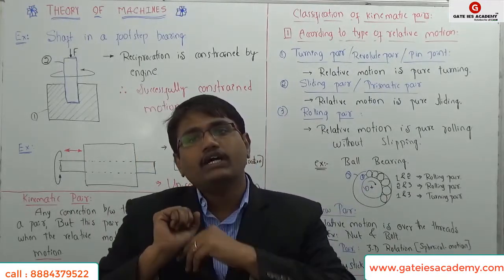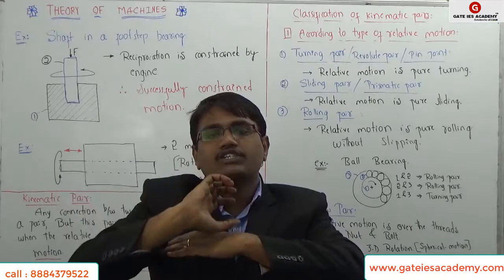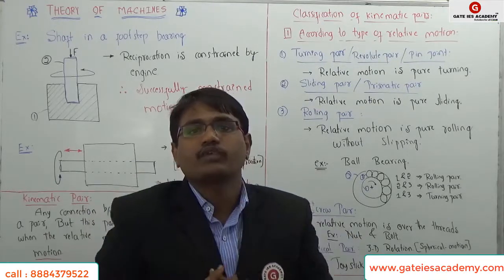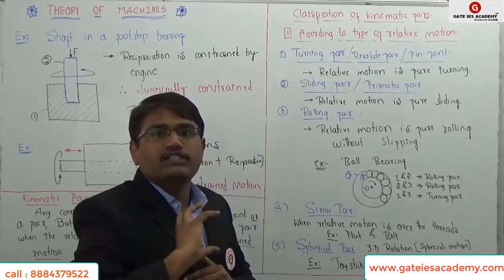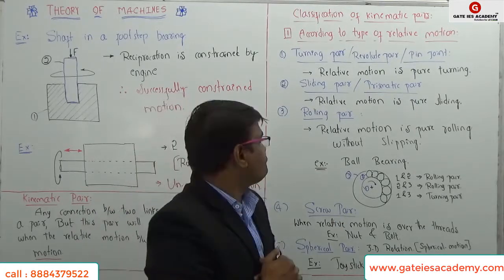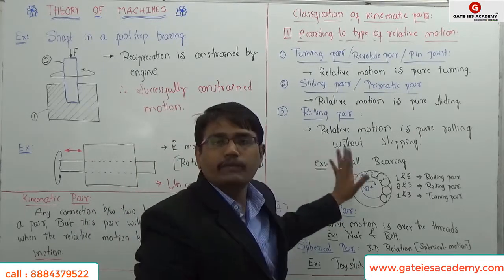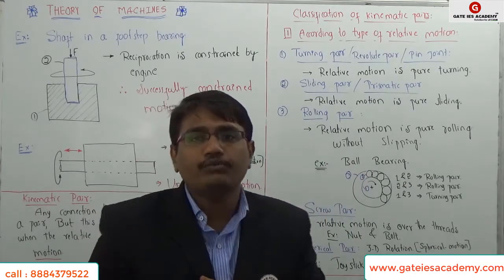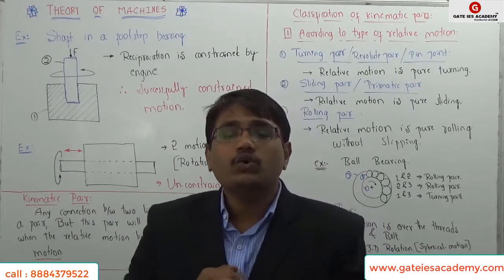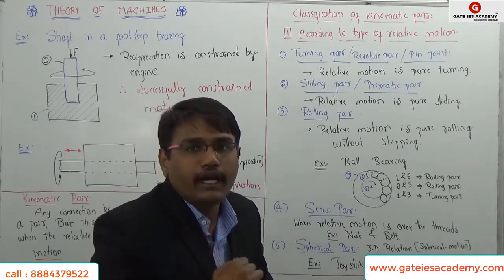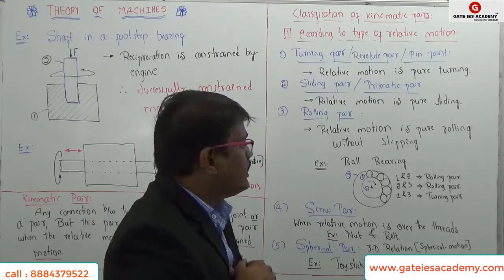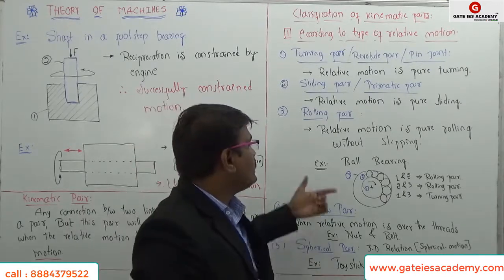It means one link rolls over another link, just rolling motion, right? The motion of a roller rolling on the road, you have seen that. The relative motion will be a pure rolling. What do you mean by pure rolling? There is no sliding or skidding over the surface, so that will be pure rolling. If that is the case, it is known as a rolling pair.